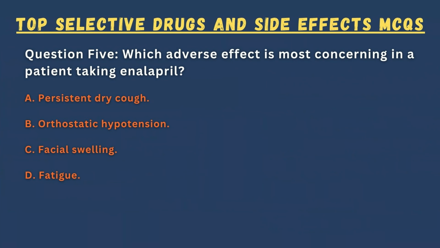Question 5. Which adverse effect is most concerning in a patient taking allopurinol? A. Persistent dry cough. B. Orthostatic hypotension. C. Facial swelling. D. Fatigue. Answer. C. Facial swelling.